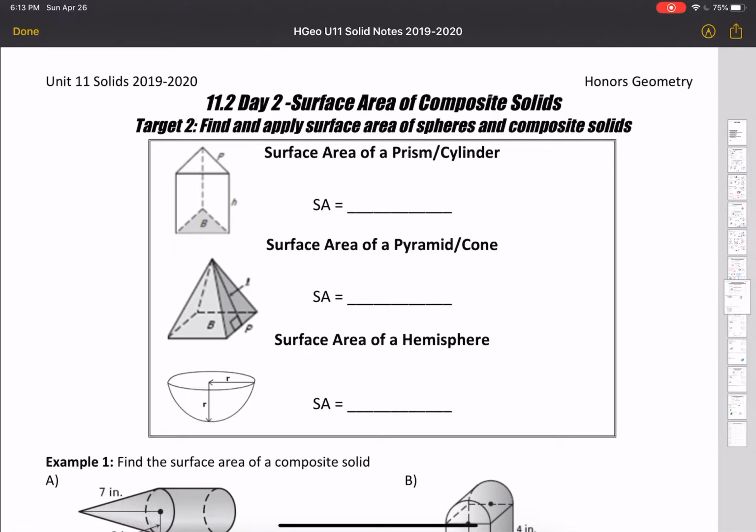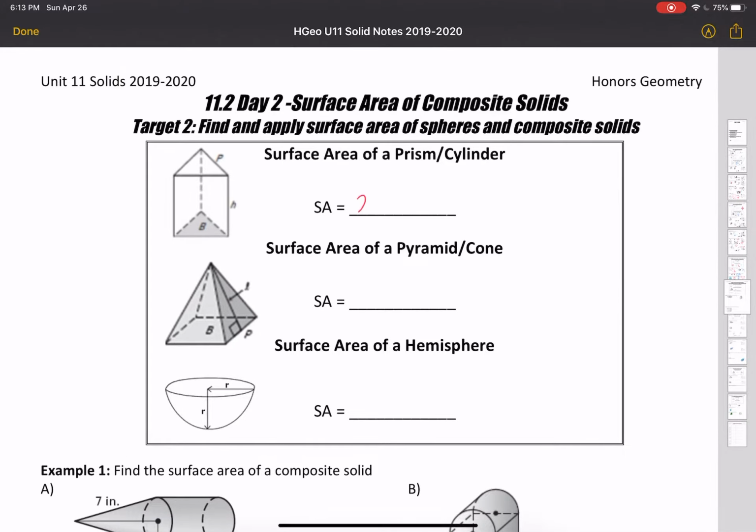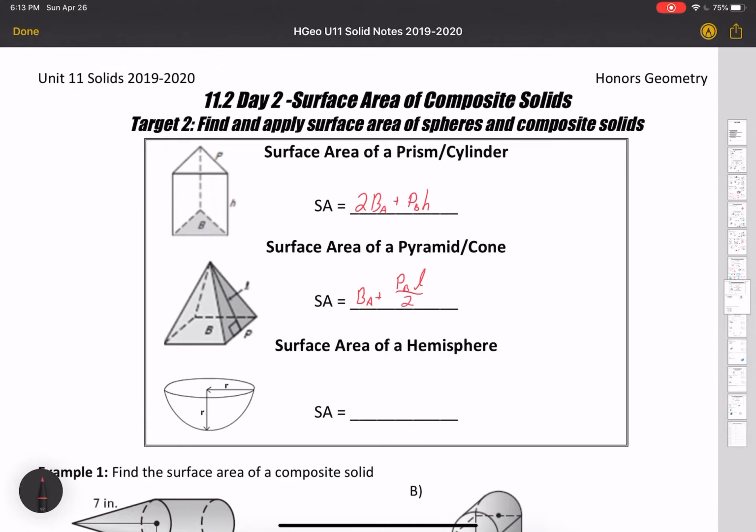So surface area of a prism or a cylinder, that has two bases, so it's going to be 2 times the area of the base, plus the perimeter of the base times the height. Surface area of a pyramid or a cone, that has one base, and then we need to do perimeter of the base times the slant height divided by 2. And then surface area of a hemisphere, remember that is the dome plus the disk to give us 3 pi r squared. So those formulas are going to be very helpful when we're dealing with composite solids.